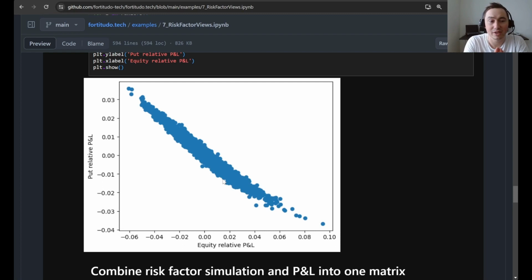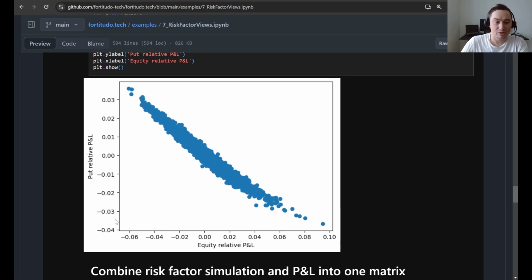So here you can see that there is some slight indication of convexity, but apparently the moves are not that large. At least what you can see from this is that it's not an entirely linear relationship, because if it was a linear relationship, then here where you have an increase of around, let's say, 9%, you would have the similar thing here for the put relative P&L, but you can see that it's much lower.